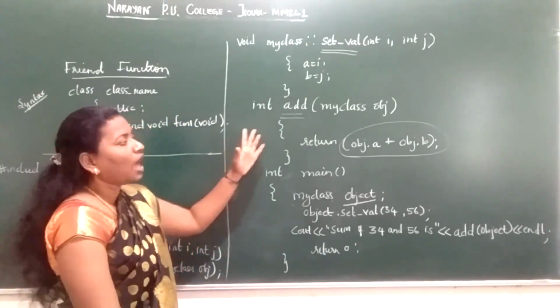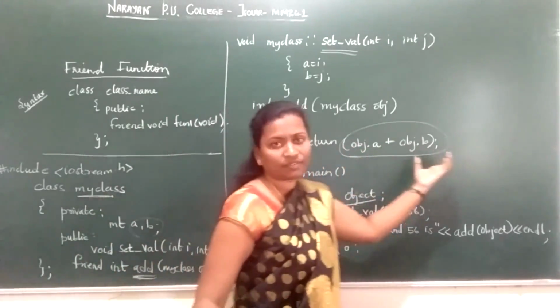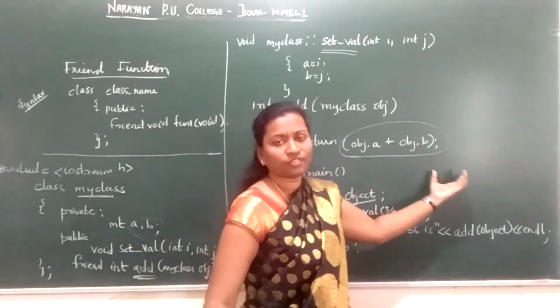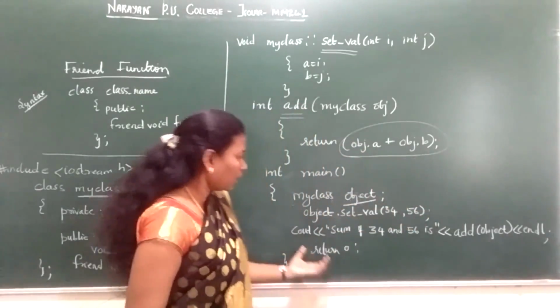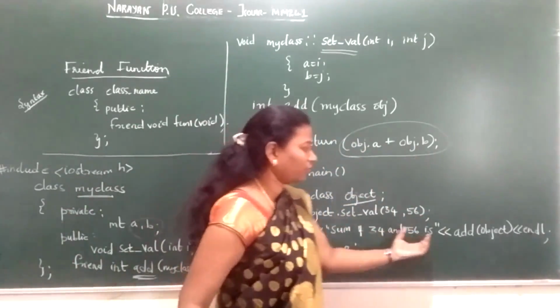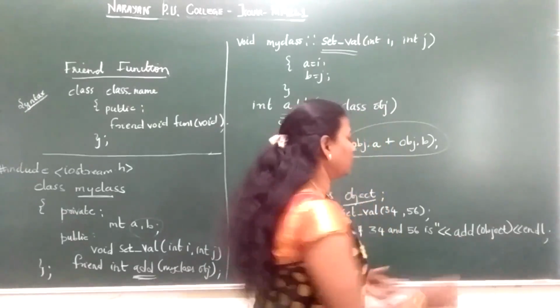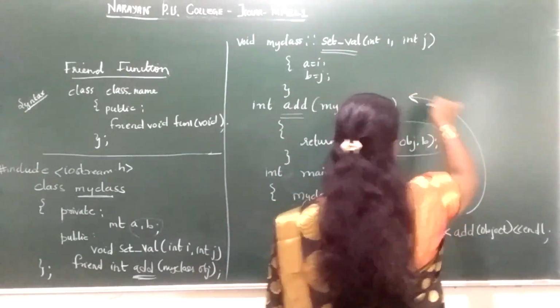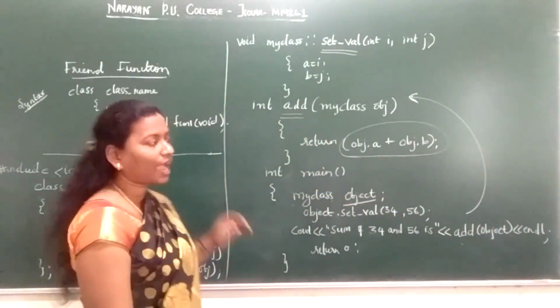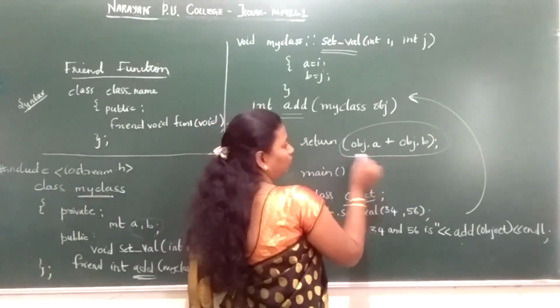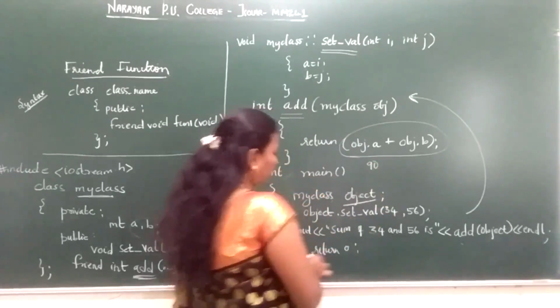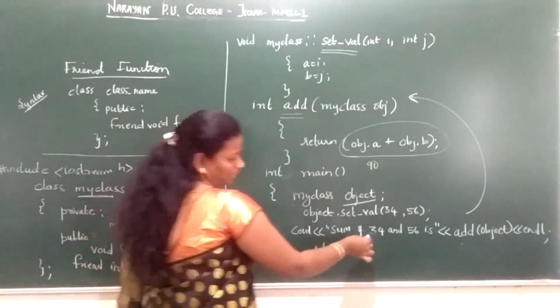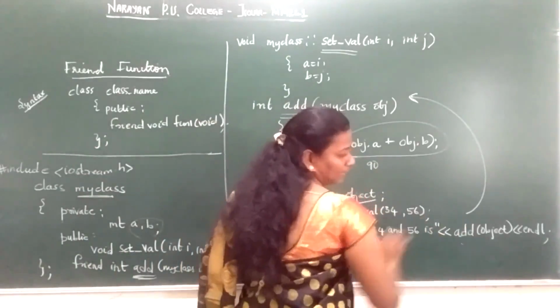What am I going to do? Add is going to add 34 and 56. What is 34 plus 56? 90. So the sum of 34 and 56 is add dot obj. Here add is a function call. What will add do? It adds 34 and 56. What is the value? 90. So the output will be: sum of 34 and 56 is 90.